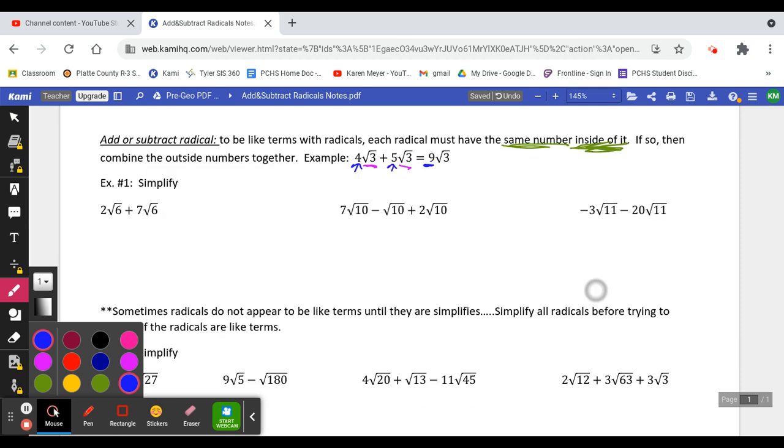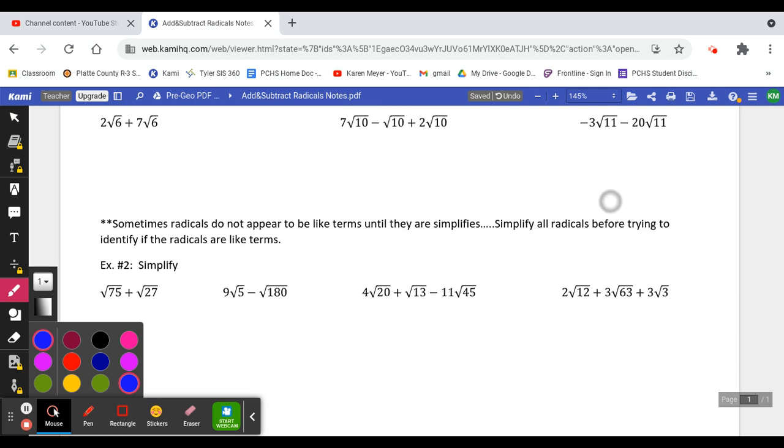Okay, so example number 1. 2 square root of 6 plus 7 square root of 6. They both have square root of 6, yay. So let's combine the outside numbers. So 2 plus 7 is 9 square root of 6. So remember, you can combine the outside numbers if the inside numbers are the same and you keep the inside number the same.